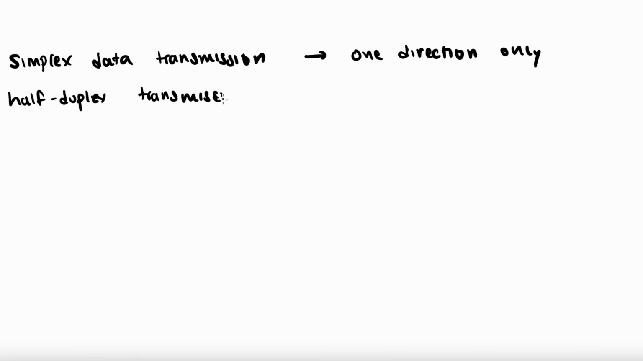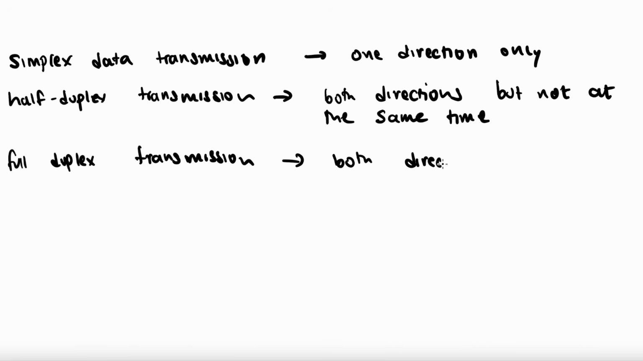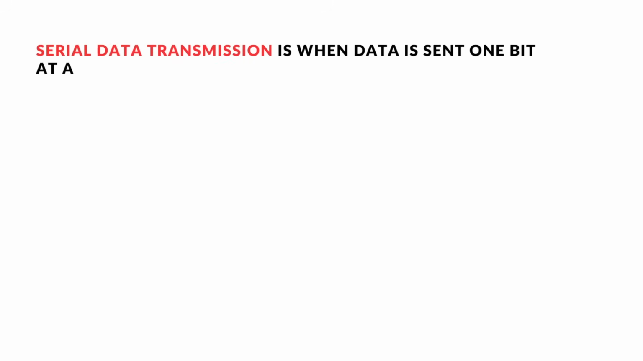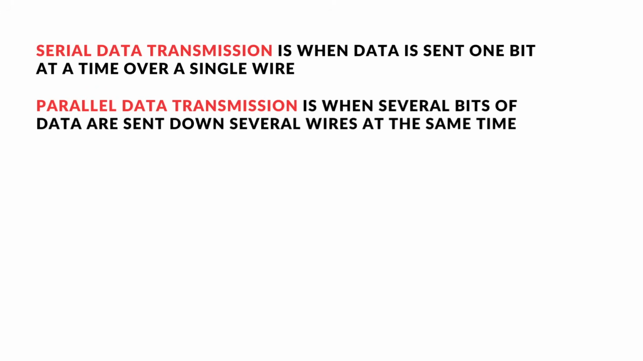Simplex data transmission is in one direction only. Half duplex data transmission is in both directions but not at the same time. Full duplex data transmission is in both directions simultaneously. Serial data transmission is when data is sent one bit at a time over a single wire, and parallel data transmission is when several bits of data are sent down several wires at the same time.